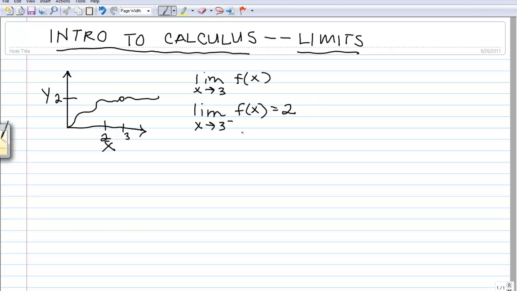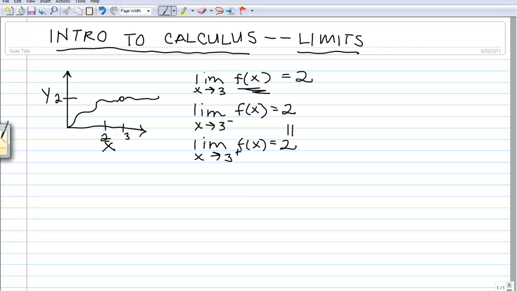Now, if we do the same thing coming from the right, x approaches 3 from the positive side, the right side, going this way from the right. Then you would say of f of x, it kind of looks like it's going to equal 2, right? So therefore, since these two are equal, we would say that the limit of f of x as x approaches 3 equals 2. Pretty chill, huh?